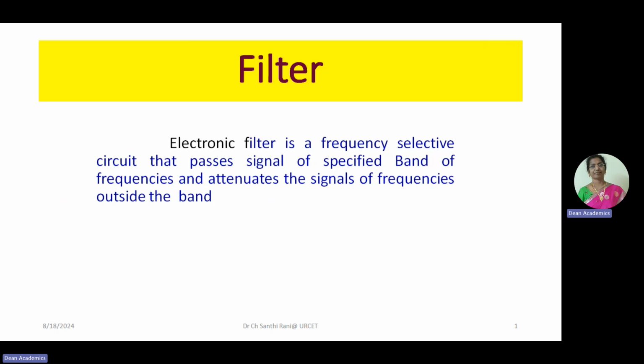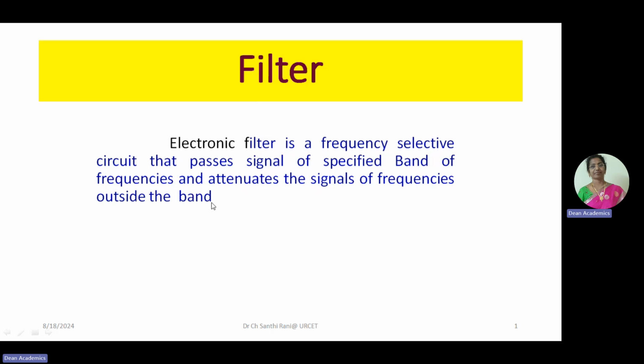Hello everyone. Now we are going to learn about filters, electronic filters. What is an electronic filter? An electronic filter is a frequency selective circuit that passes signals of a specified band of frequencies and attenuates the signals of frequencies outside the band.